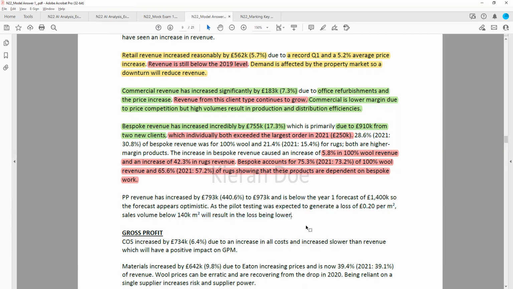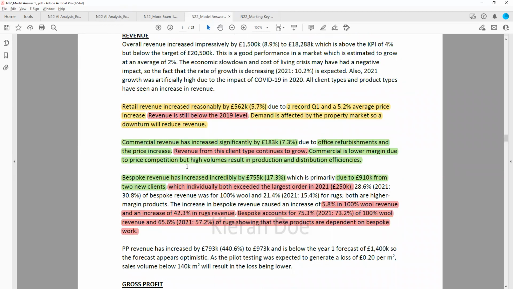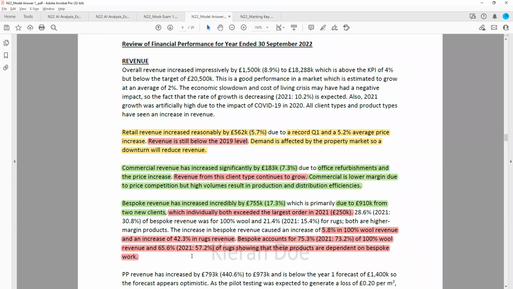So that will actually result in the loss that they make from this pilot project being lower, because they're actually making less sales. If they're making a loss per unit and sales are lower, then they're going to make a lower loss overall. The only product type I don't think we covered here was 80/20, and we'll come back to why I decided to stop here with my revenue analysis.